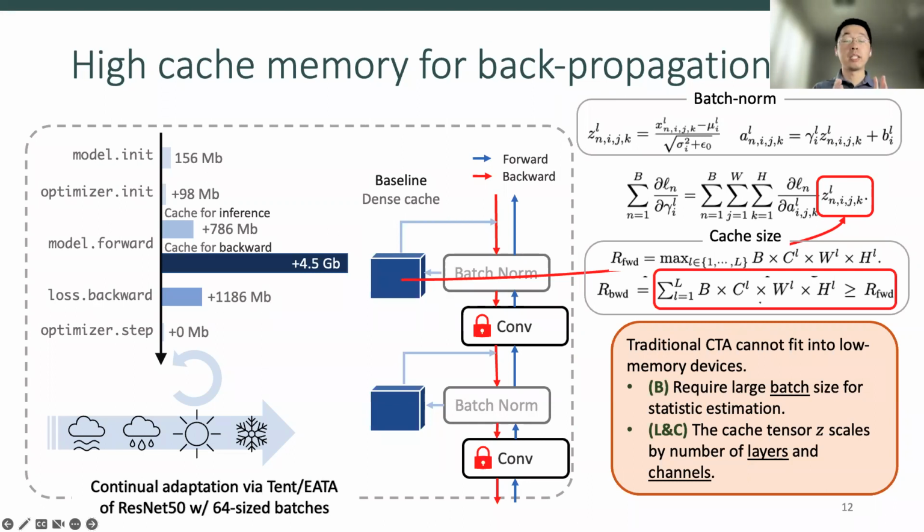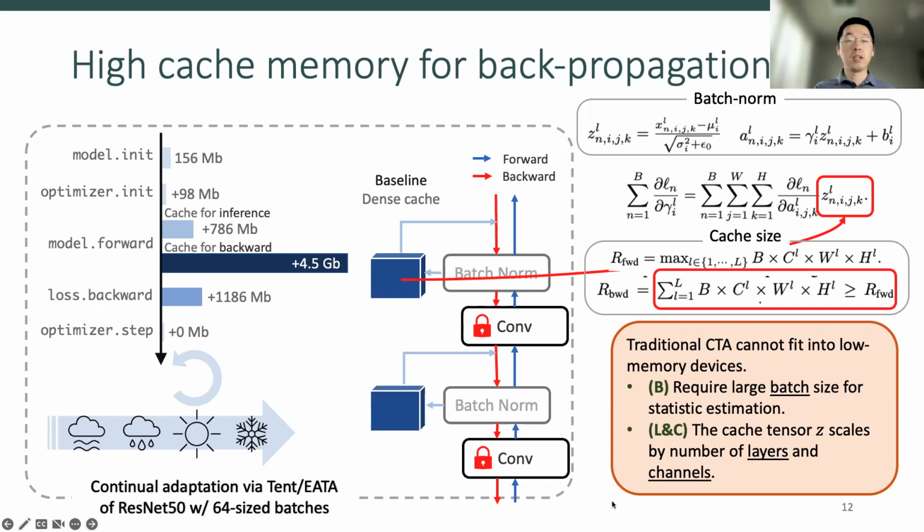The key reasons for the low memory efficiency are that you require a larger batch size. The larger batch size is essential for estimating statistics like the mean and the variance in the normalization layer, and it also requires many layers and channels, which will scale up the cache size.